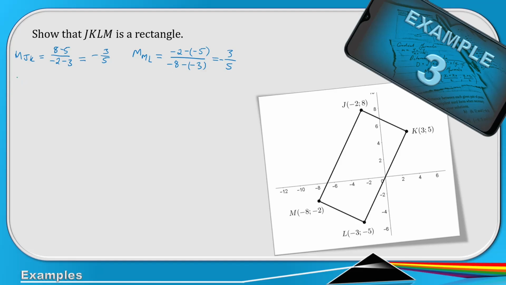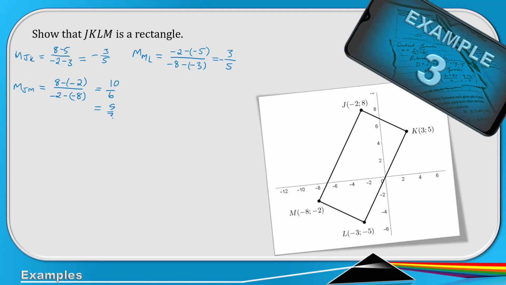Okay, next let's look at the gradient of JM. The y value is 8 minus negative 2, and that is over minus 2 minus negative 8. Okay, let's simplify that. So this is 10, 8 plus 2, and this becomes 6 because it's minus 2 plus 8. So that is 6, and then this simplifies to 5 over 3.